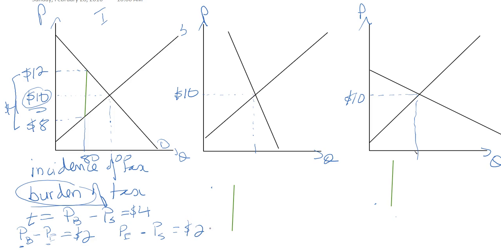So the way we have drawn, because the elasticity of demand equals the elasticity of supply, what we see is that the burden is shared equally between the buyers and sellers. Burden is shared equally.